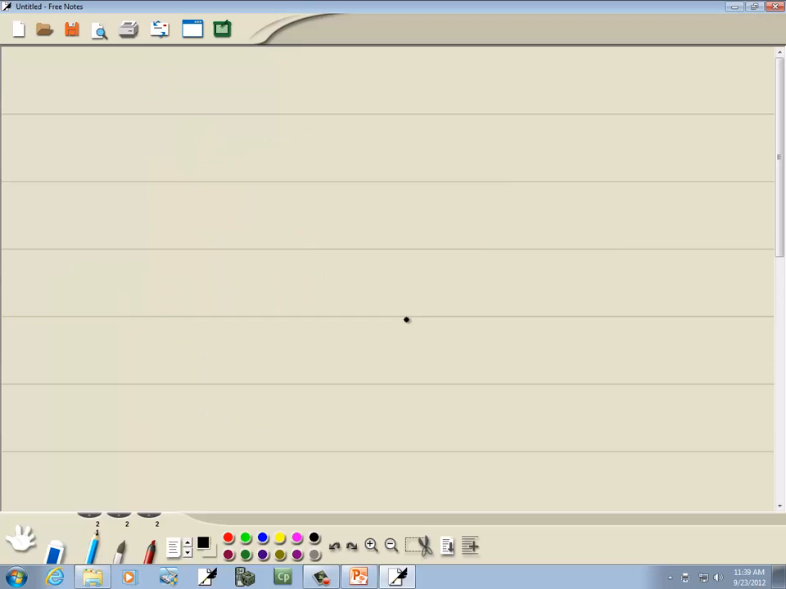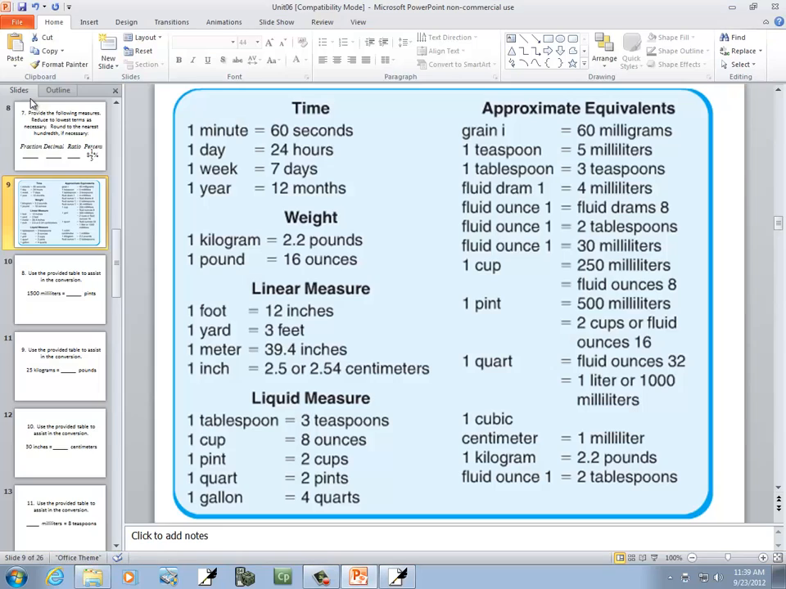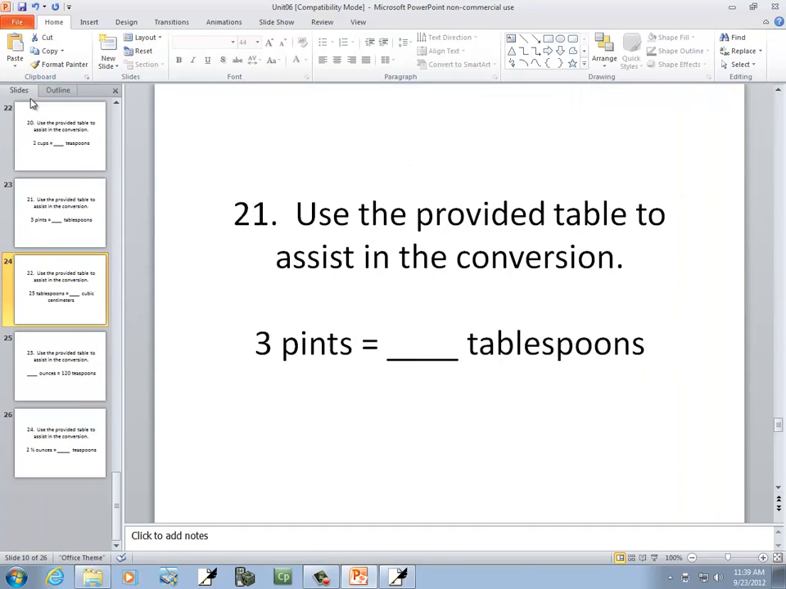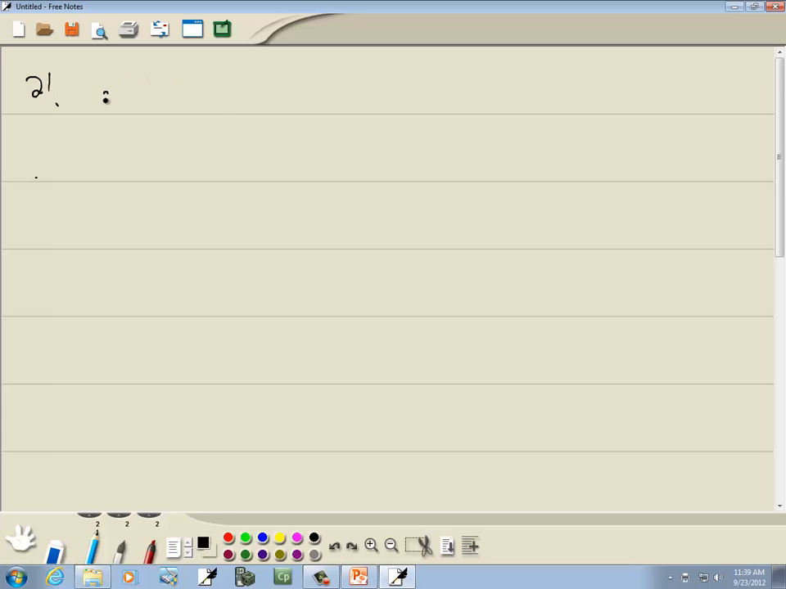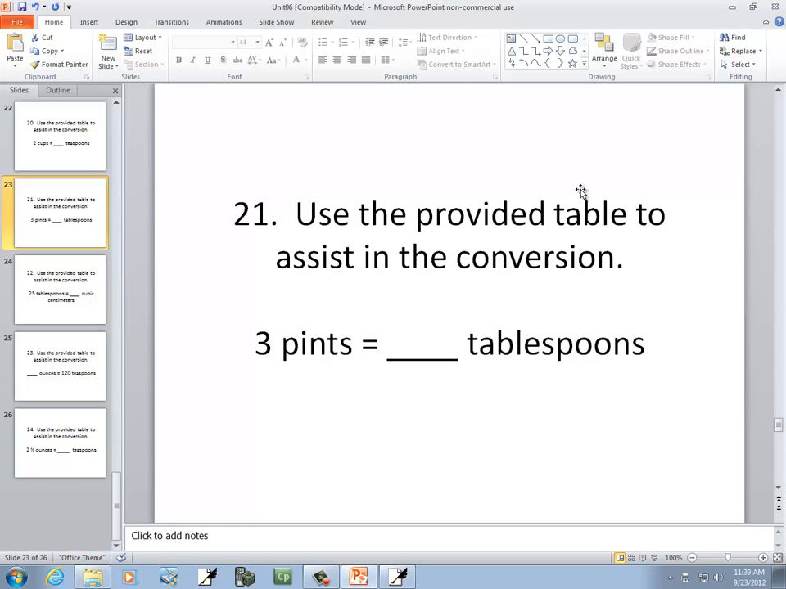So now let's take a look at 21. Okay, so we're starting with 3 pints. We want to change it to tablespoons. So I'm starting with 3 pints. I'll put that over 1. And if that's pints there, then down here we have to have pints. That's the way it always works. And we want to change to tablespoons. Hopefully that's the abbreviation for tablespoons.